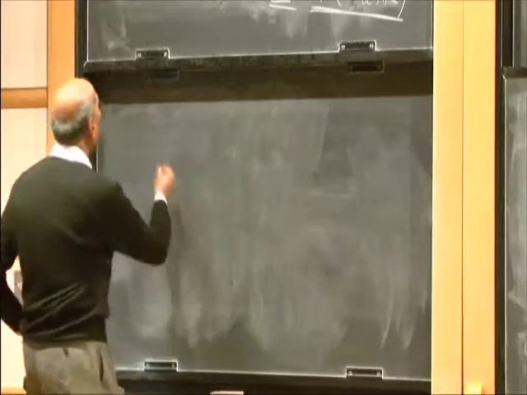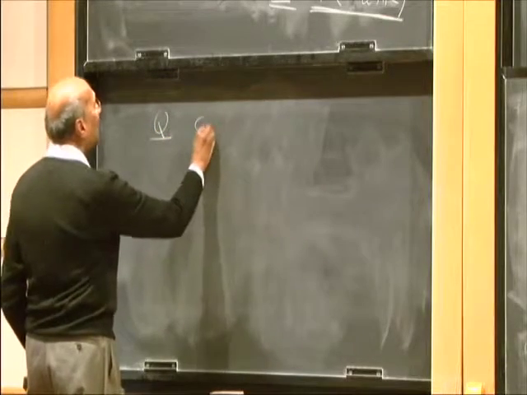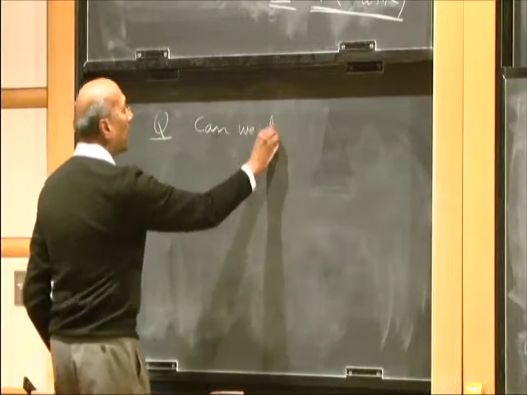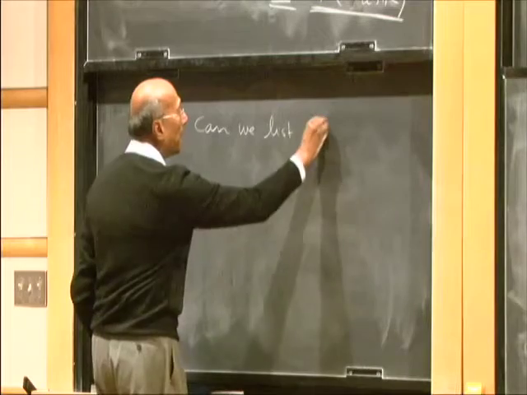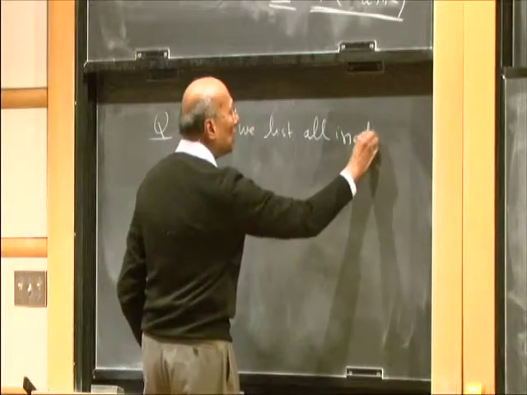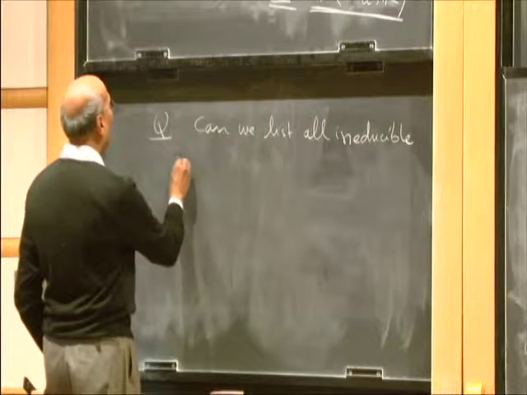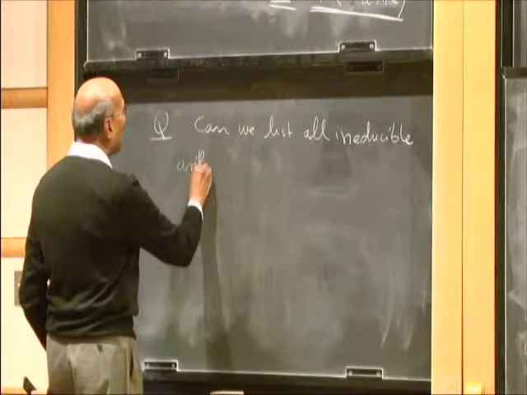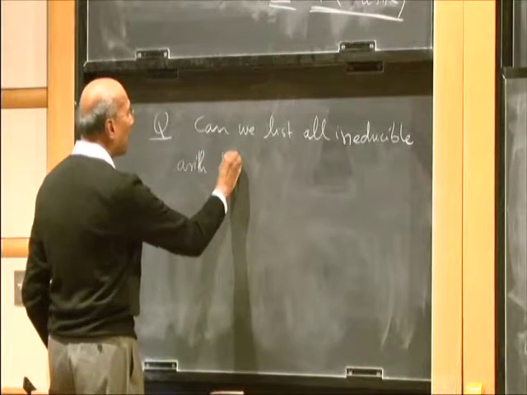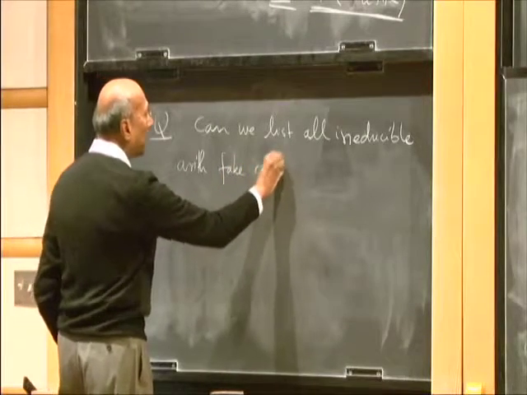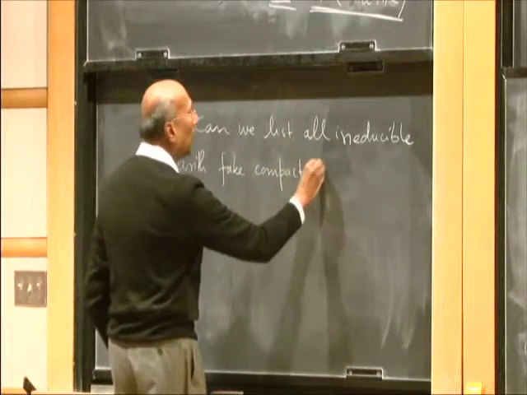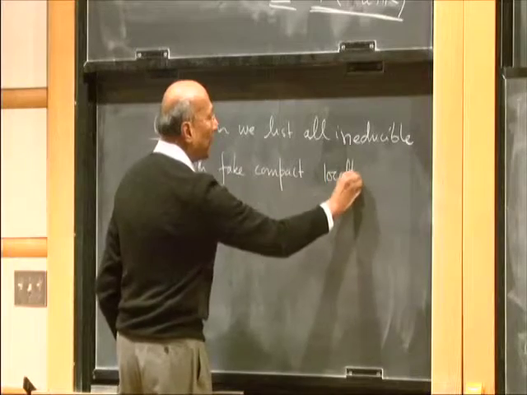Okay, so the question is, can we list all irreducible arithmetic fake compact locally symmetric spaces.